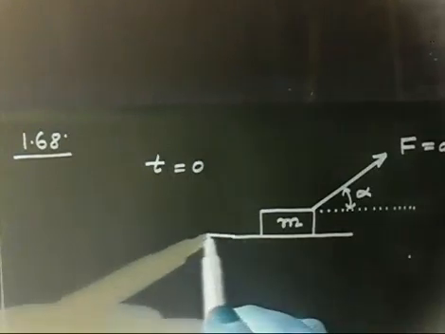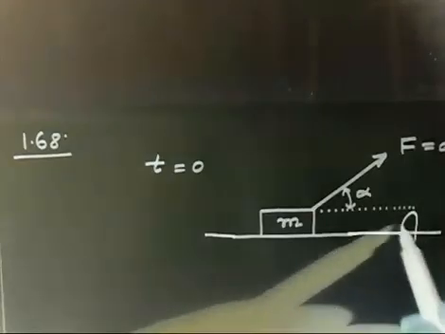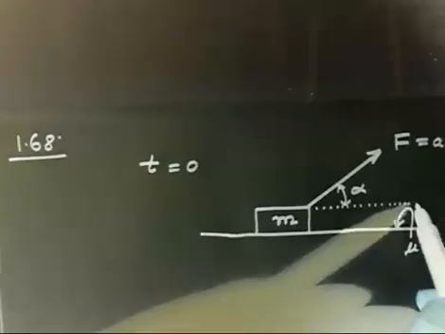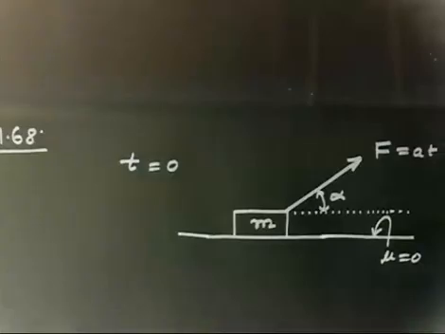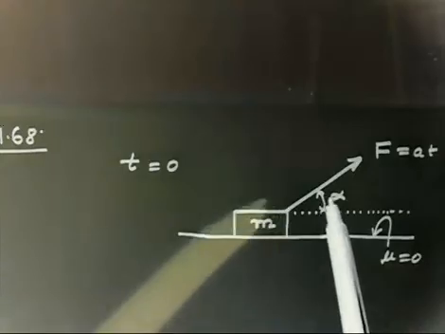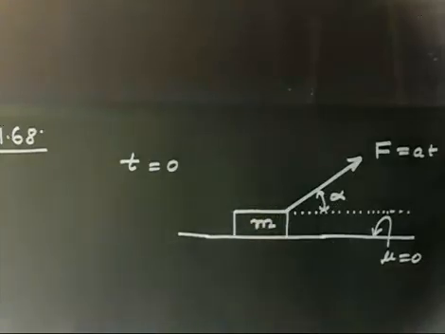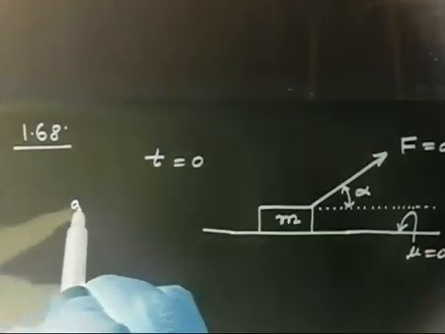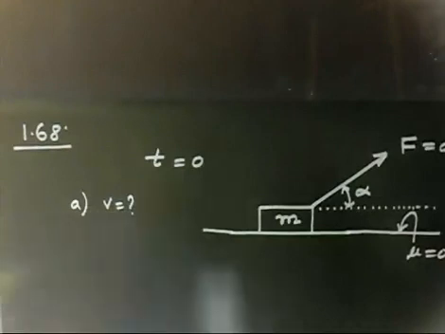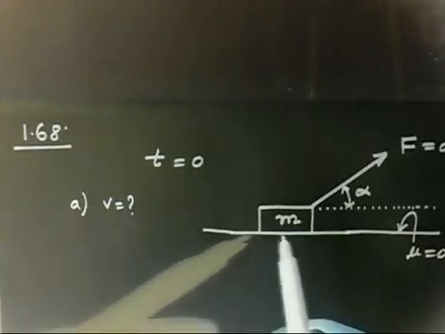So this plane is smooth, so mu is equal to 0, you can see. So this plane is smooth. Now the question says the permanent direction of this force forms angle alpha with the horizontal. So this forms angle alpha with the horizontal. We have to find the velocity of the body when it leaves the plane, breaking off. So we have to find what is the velocity of this mass m when it leaves the plane.